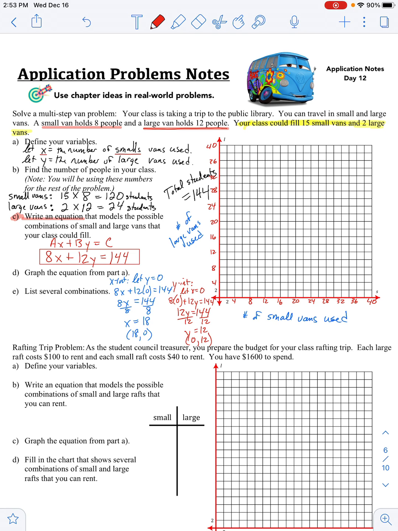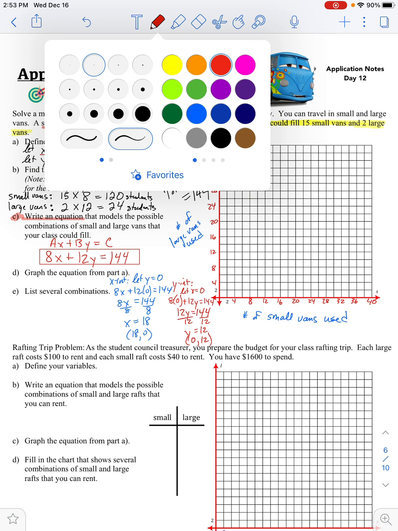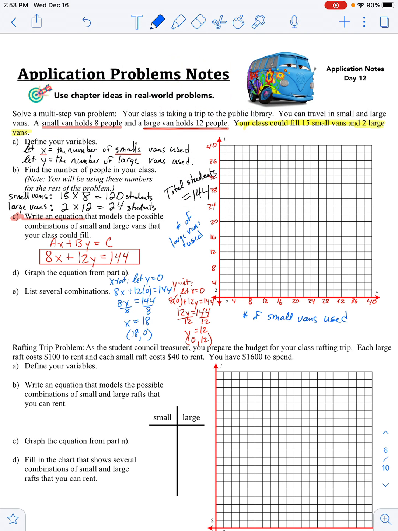And as I graph this, we're going to be graphing (18, 0), which is, I'm going to change my color here to be my blue line. (18, 0) is here. (0, 12) is there. And we draw our line in. Again, we can't take a half of a van.